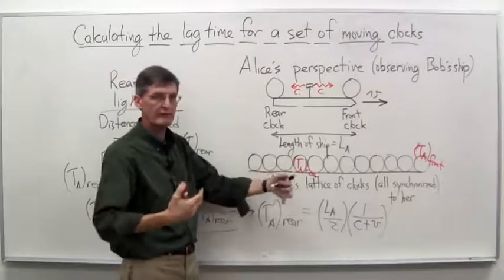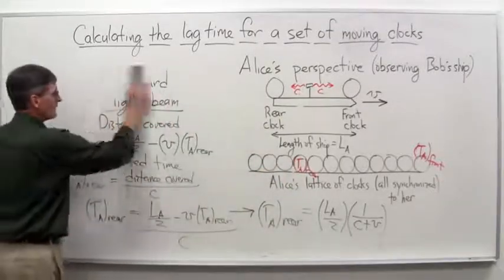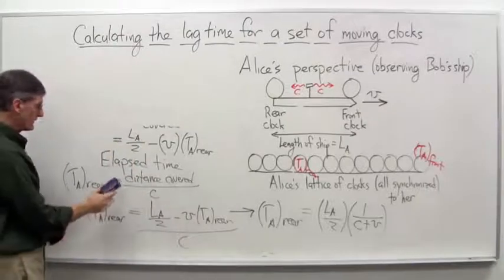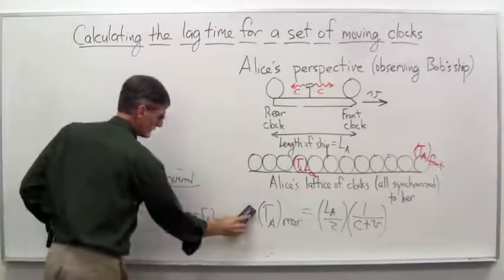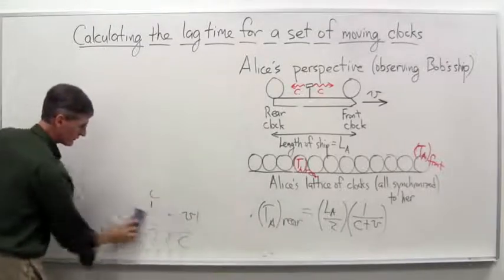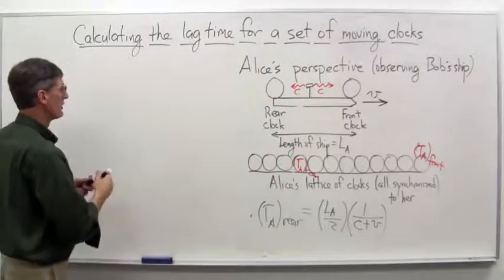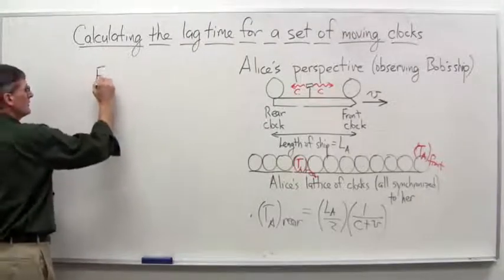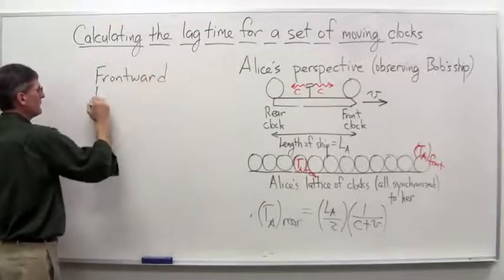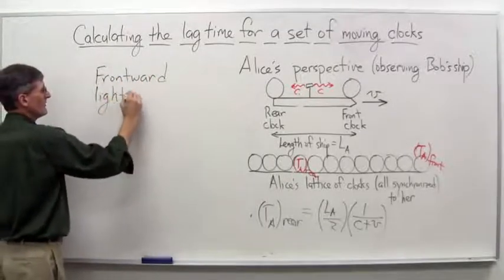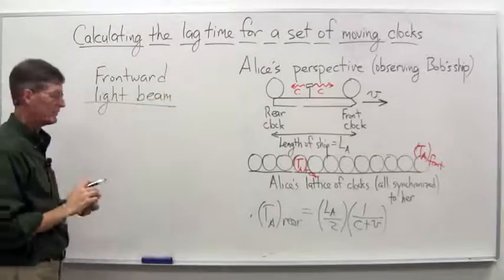Okay, we can see that qualitatively. We want to figure it out quantitatively. So let's now do a similar type of thing, but for the frontward going beam. We'll leave this one right here because we'll use it in a minute. That was our first result. Okay, so for the frontward light beam, it's really the same idea here.